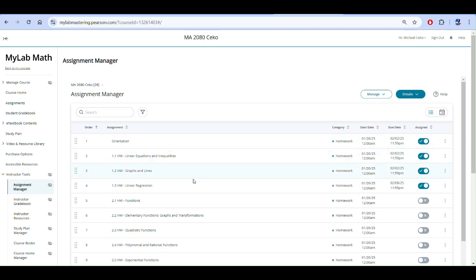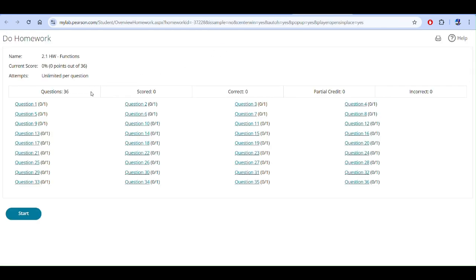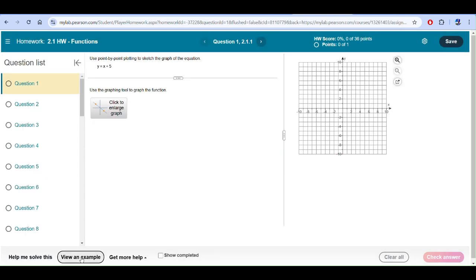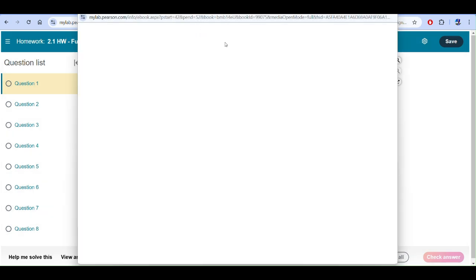Today I'm going to be focusing on our next section, 2.1, titled Functions. So let's go ahead and jump right in and take a look at it. As you can see, there are 36 questions in this chapter. I'm going to click on the first question, and let's go to the textbook to see what we need to really focus on.